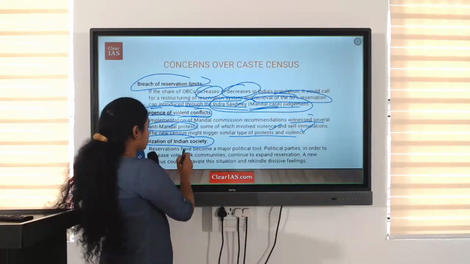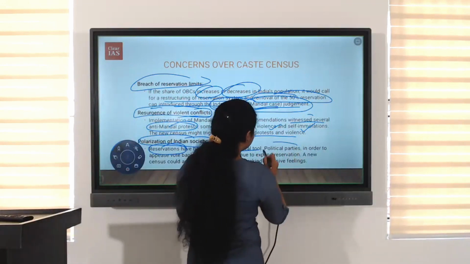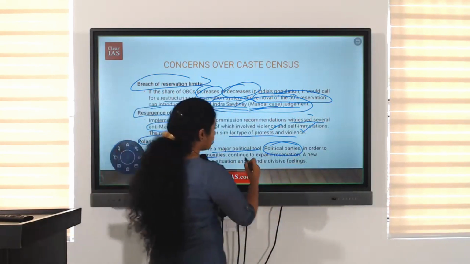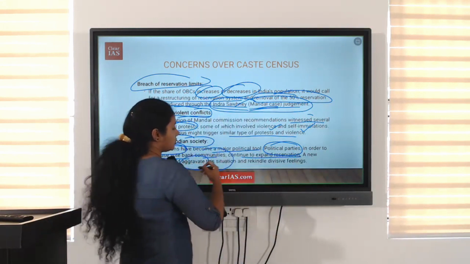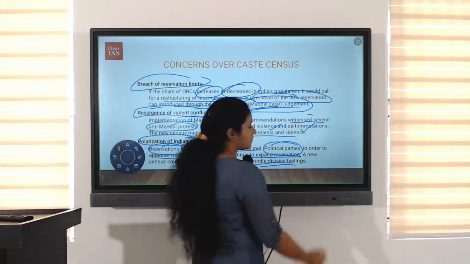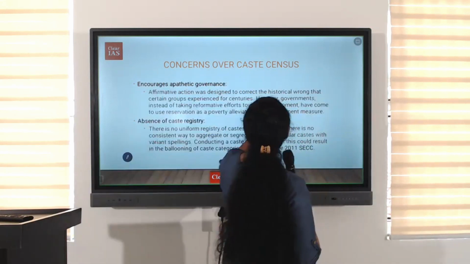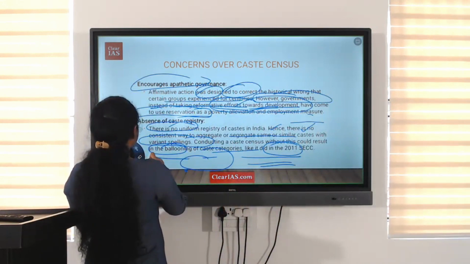Polarizing of Indian society. Reservations have become a major political tool. Political parties, in order to appease vote bank communities, continue to expand reservation. A new census could aggravate this situation and rekindle divisive feelings. Clear? Next one is that it encourages apathetic governance.